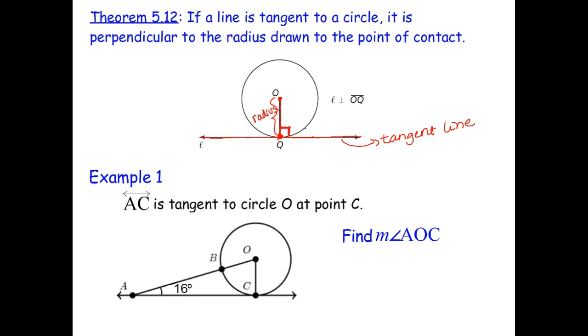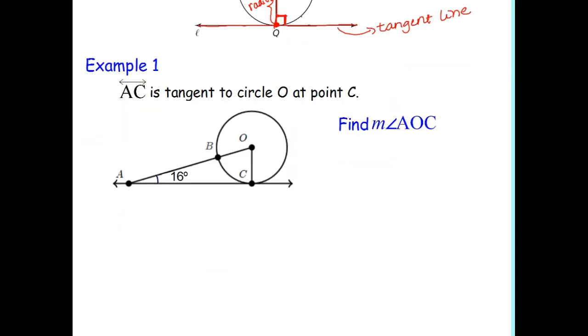So in example 1, we have that AC is tangent. So this line right here is tangent to the circle at this point right here. We can also see that from O to C, here's our tangent, here's our radius. Since this is the radius and this is the tangent and they're meeting at the point of tangency, we know that this is a right angle down here. What we are trying to find out is the measure of angle AOC.